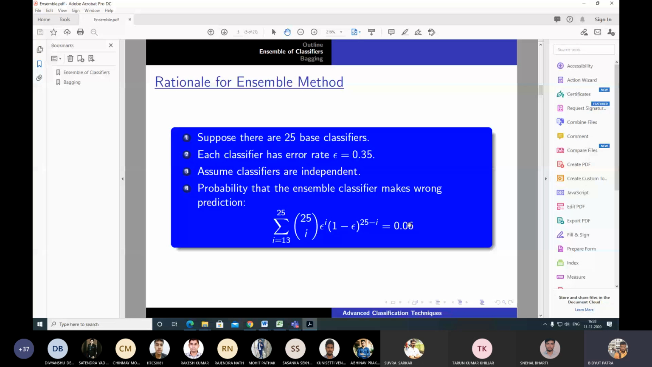Sir, are each of the classifiers taking the entire data or just a sampled fraction of the original data set?